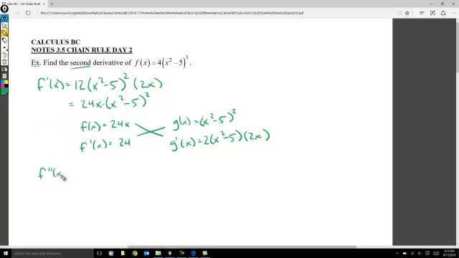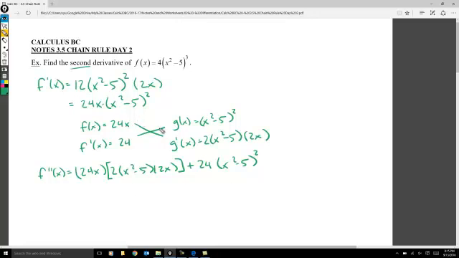I know that f double prime of x is 24x times 2 times x squared minus 5 times 2x plus 24 times x squared minus 5 squared. Right? And this is my second derivative.